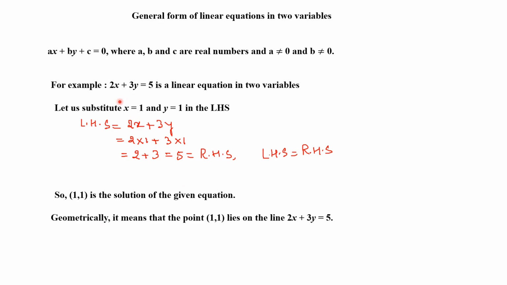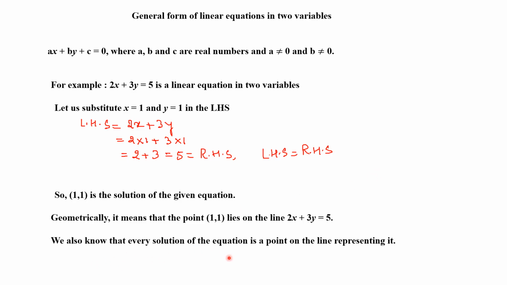And when you plot the graph of this linear equation, what you will see, this point 1 comma 1 will lie on this line. You have already plotted the graph also of the linear equation in grade 9. And you already know each point on the line will give a solution for the given equation, isn't it? Every solution of the equation is a point on the line representing it. So this much you all know, and you all know that a linear equation in two variables will have infinitely many solutions.